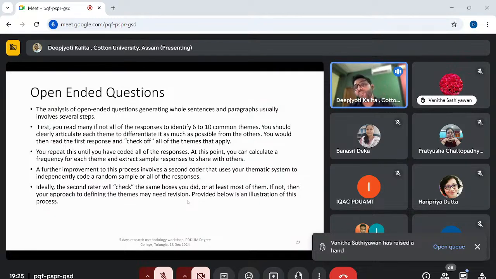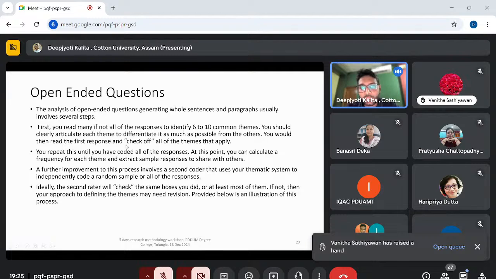Now, how do you approach open-ended questions? Because for open-ended questions, they will just write an answer. The first way of analyzing an open-ended question is that first you read many, if not all, of the responses, and identify 6 to 10 most common things that they have answered. If you have got 100 responses, read at least 50 and try to identify the common themes of the responses. Now you should clearly articulate each theme and differentiate it as much as possible from the others.